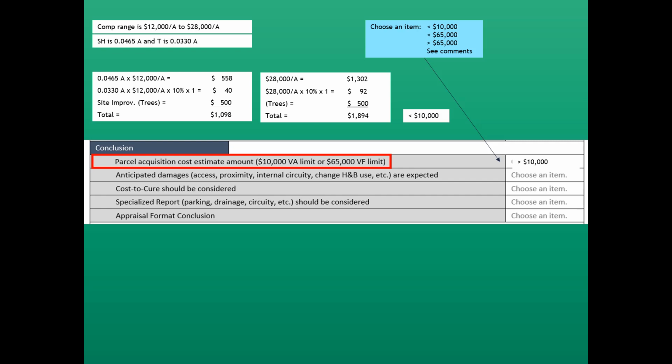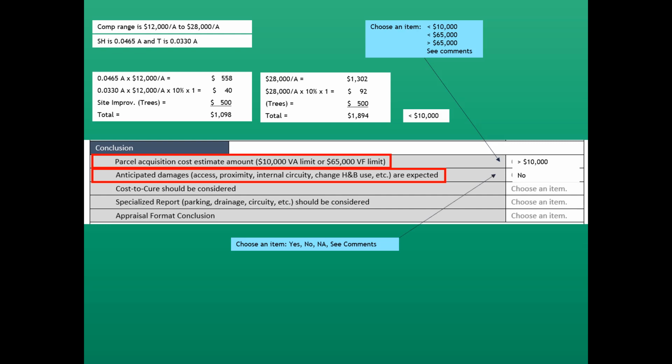That's showing greater than $10,000, but actually it should be less than $10,000 an acre. All right, the second one, anticipated damages: access, proximity, internal circuity, change of highest and best use, etc. Are those expected as a result of the acquisition? Well, our choices are yes, no, not applicable, C comments, and we filled that in with a no.